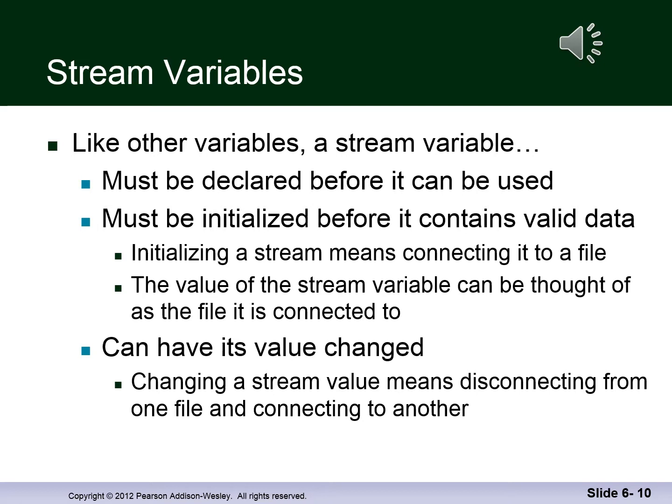Stream variables are very similar to other variables. You must declare a stream variable before it can be used, and it must be initialized before it can contain valid data. The slight difference is that initializing a stream variable means that we connect it to an existing file. The value of the stream variable can be thought of as the file it is connected to, and it can have its value changed. Changing a stream variable's value means you disconnect it from one file and connect it to another file, similar to changing the contents of a variable.